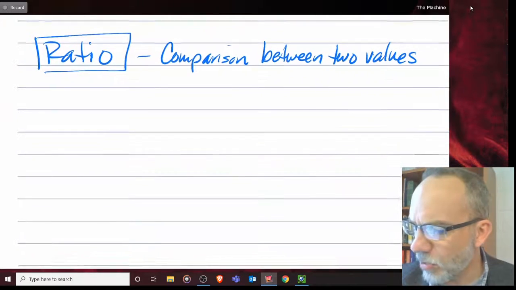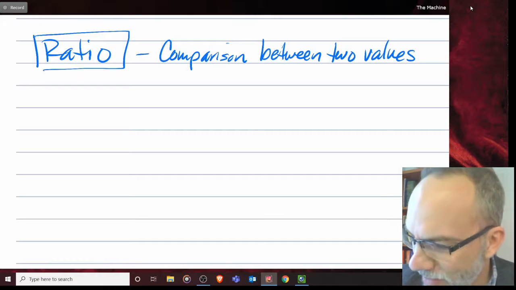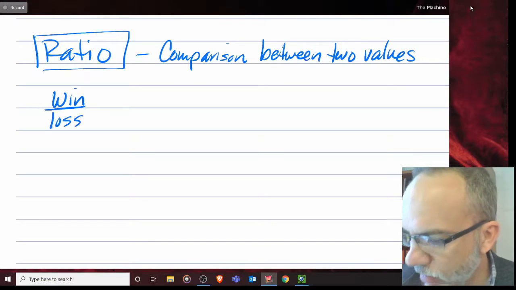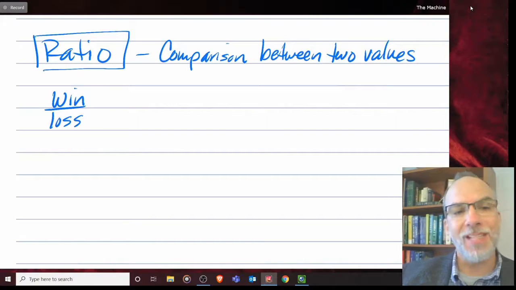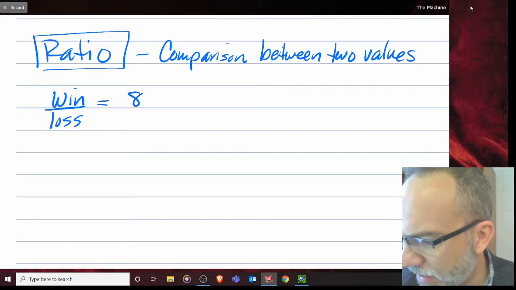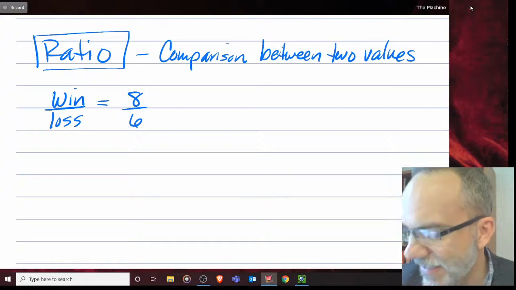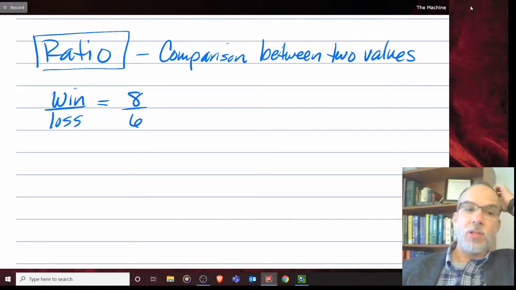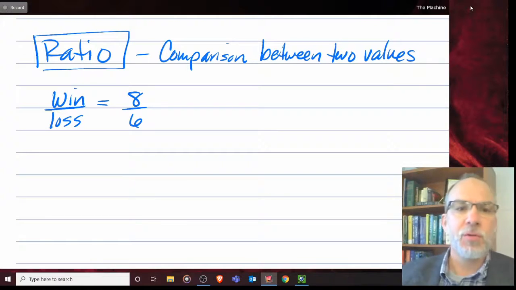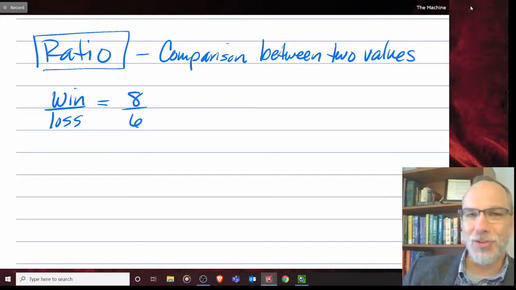Let's say you're a sportsy kind of a person, and you want to discuss your win to loss ratio for your team. And so let's say that your team has won 8 games, and they have lost 6 games. That's a pretty good win-to-loss ratio. You're over half, right? You've won more than half of your games. But 6 isn't the total number of games. 6 is only another part. The total then would be 14.